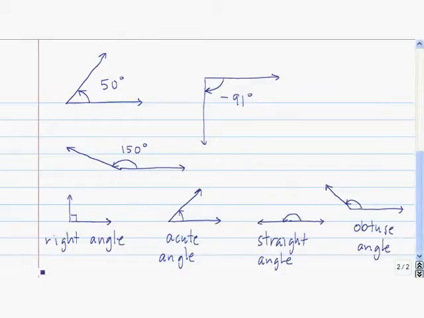There are a few special types of angles. The first is called a right angle. A right angle is a 90-degree angle. An acute angle is an angle whose measure is between 0 degrees and 90 degrees. A straight angle is an angle that is 180 degrees. And an obtuse angle is an angle between 90 degrees and 180 degrees.